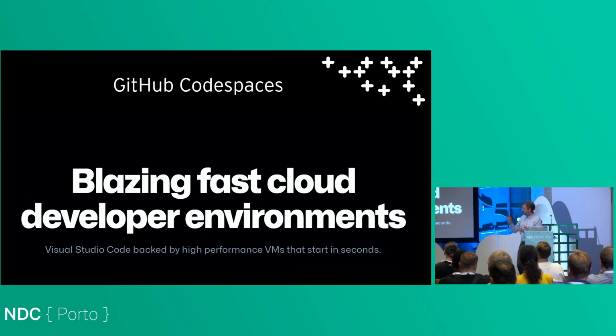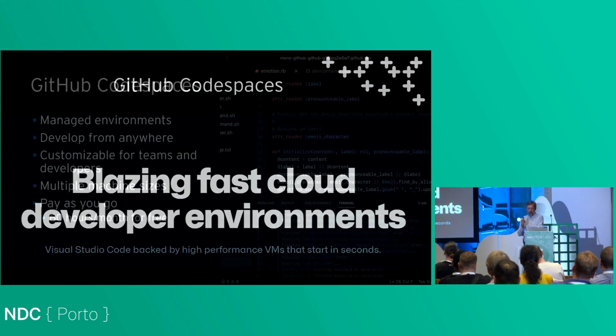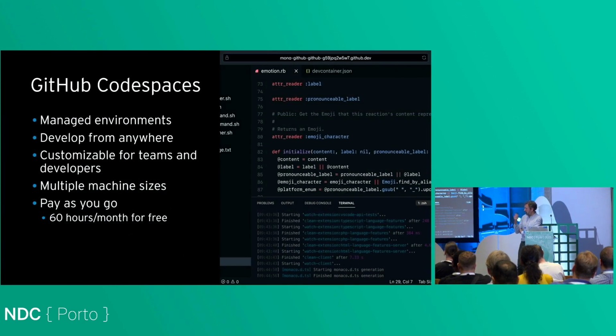But Codespaces, the tagline is blazing fast cloud developer environments. And it says Visual Studio Code backed by high-performance virtual machines that start in seconds. That sounds really nice, right? So the idea is you'll be using VS Code, or maybe you work in the browser, but everything will happen on the machine running somewhere in the cloud. So these environments are completely managed by GitHub. You don't have access to them. They're running somewhere in the cloud. And you can access them from anywhere.